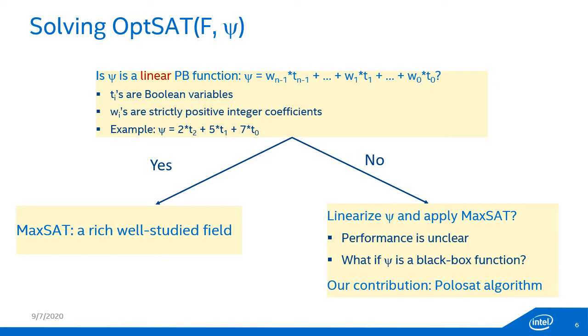First of all, although it is possible to linearize a given pseudo-Boolean function if it is in algebraic form, the performance of such a flow is unclear. I'm unaware of any publications on the topic which solve an actual problem with linearizing psi. And then psi might also be a black box function. For example, a function which is calculated every time for every full assignment by applying some external program like a simulator. Then you cannot linearize psi at all. And our main contribution is the Polosat algorithm for solving the generic OPSAT problem.